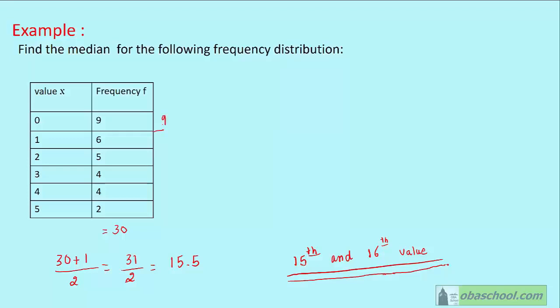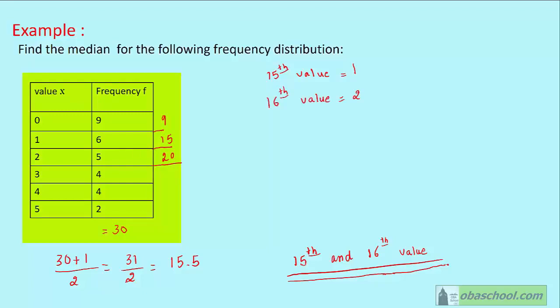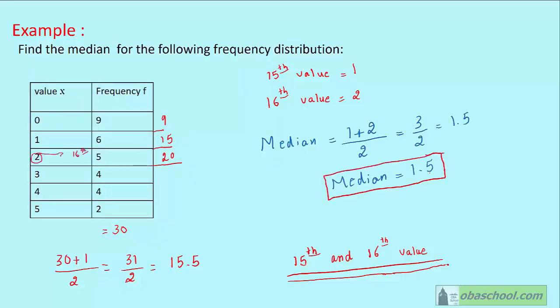Now, how can we extract the 15th and 16th? Through this way. At 0, we had 9. So, we're aiming up to 15 and 16, so we're going to go on. Now, at 1, we finally had the 15th value. And the 16th value is basically the first of the two. So, the 15th value is 1, and the 16th value is 2. And their median is their sum divided by 2, which is 3 over 2, which is 1.5.